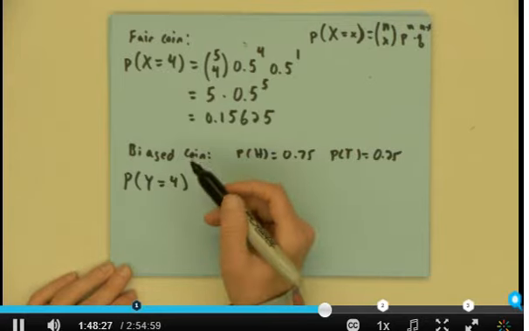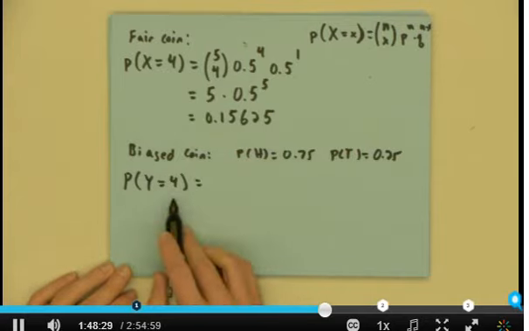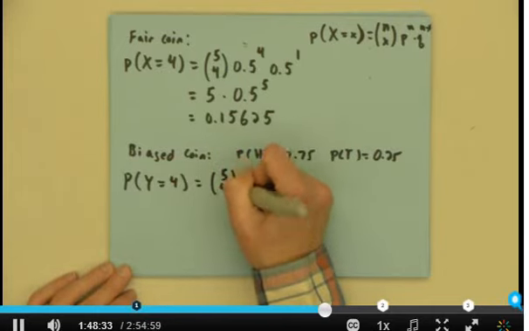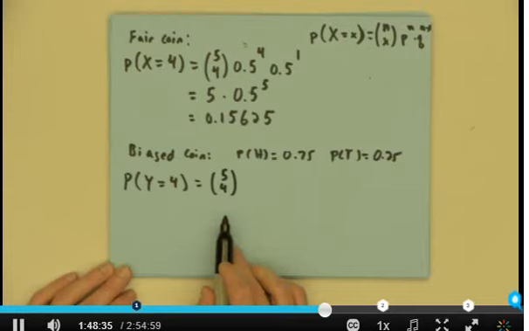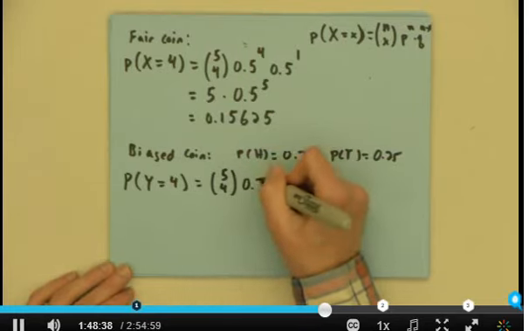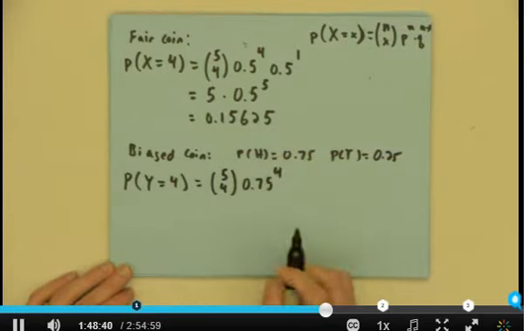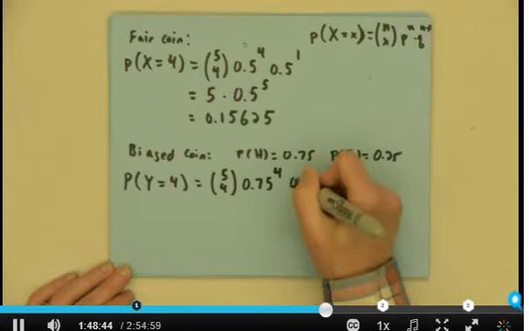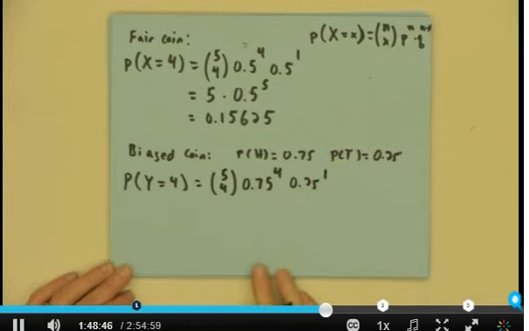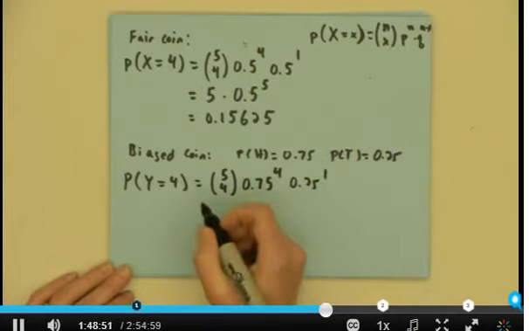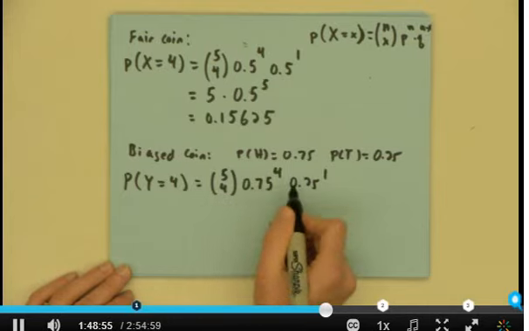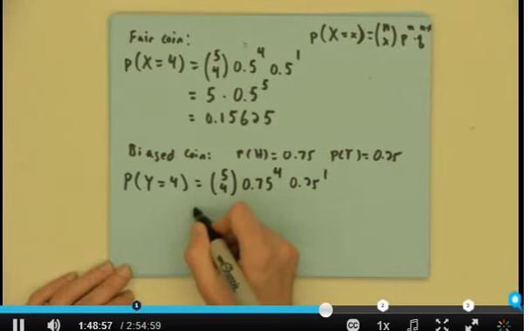Well, I go through the same process. Out of the 5 coin flips, I need to choose which 4 of them will turn up heads. And then I need exactly 4 heads, which have probability of 0.75 each, and exactly 1 tail, which has probability of 0.25. And so then if I multiply those things together, this is still 5 times 0.75 to the 4th times 0.25.